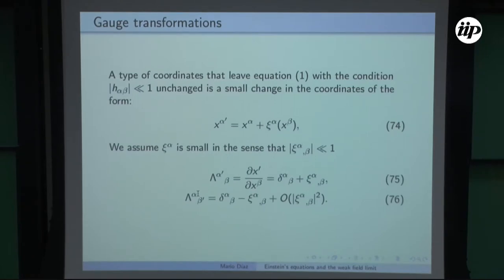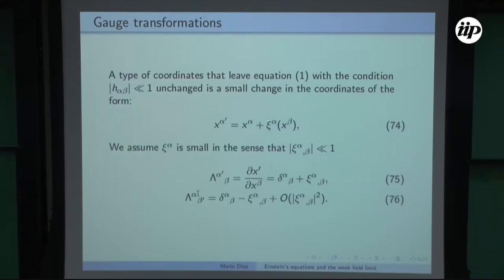Another important thing is still about coordinates. What I call gauge transformation is essentially how we choose coordinates. One way of choosing coordinates is to leave this condition, that was very important, that h_alpha beta is smaller than 1, no matter in how many different coordinates we end up writing this. We move from coordinates x^alpha to coordinates x^alpha prime, adding a vector that is only some function of the old coordinates.